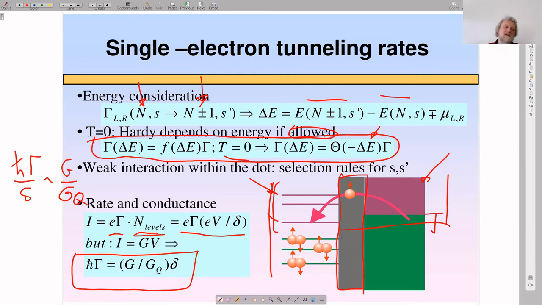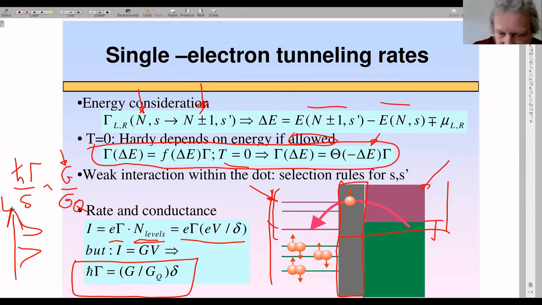Good. So gamma is the rate and it describes broadening of discrete levels. Delta is the spacing between discrete levels. G is the conductance of a connector between quantum dot and a normal lead. Good. So if G is smaller than GQ, the broadening of each level is smaller than their separation.